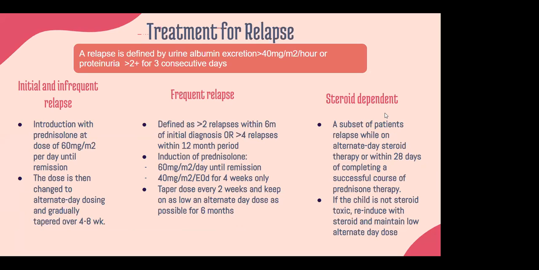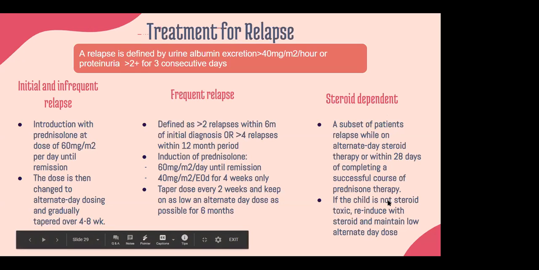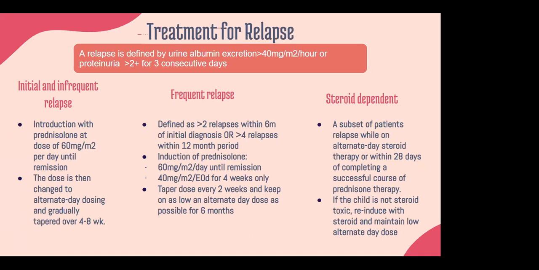Then the next one is steroid dependent. Steroid dependent means that the patient will have a relapse while on prednisolone therapy. So we can give the treatment the same as frequent relapse, but if the child is having steroid toxicity, like short stature, cataract, glaucoma, or severe cushingoid features, give them a steroid sparing agent. So this is the summary of what I presented before.